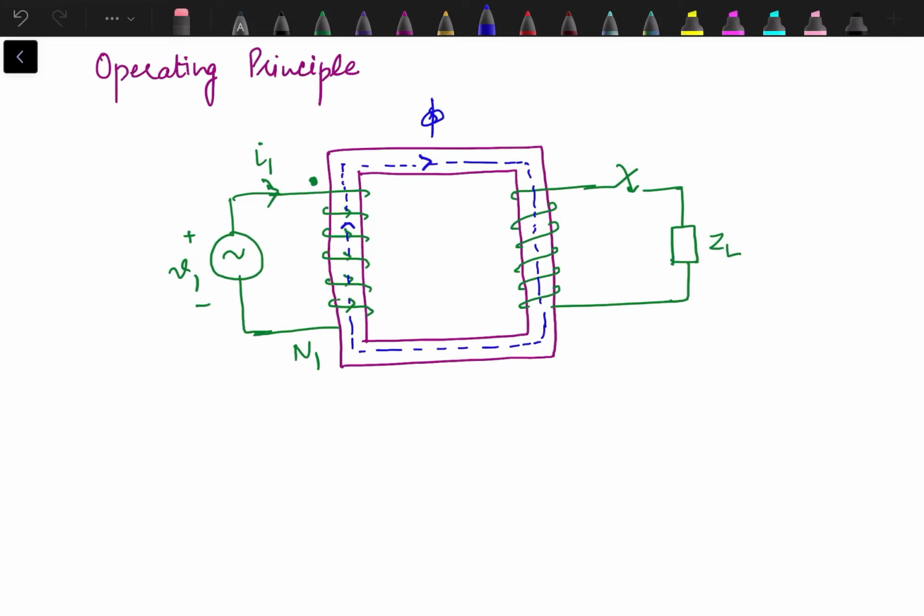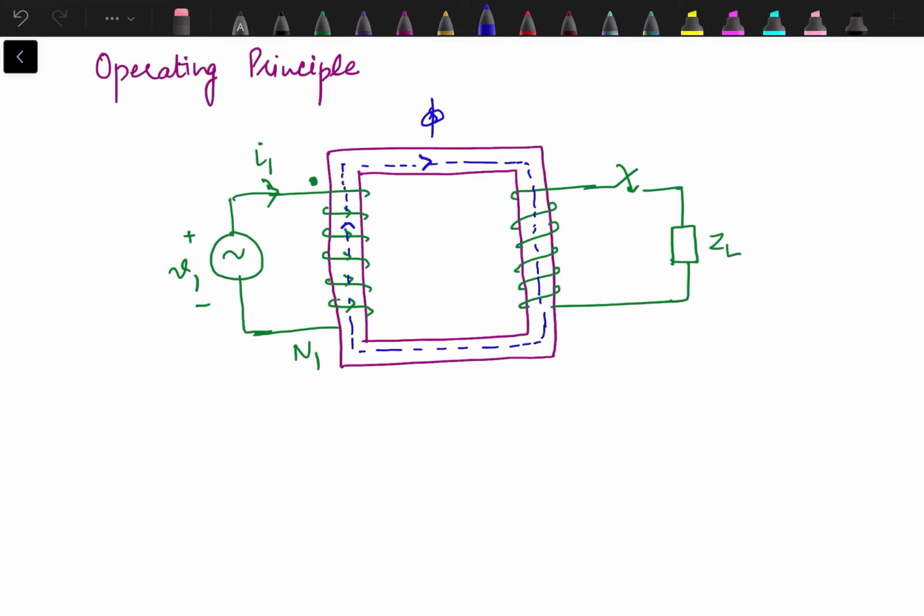Flux phi is produced. Now this flux phi is linking with the second coil as well, leads to an induced EMF in the second coil as well. So that's how the energy is transferred, and the transformer operates on the principle of electromagnetic induction. There is no connection between the two windings, but there is transfer of energy from one circuit to another circuit by electromagnetic induction or through the transformer action.